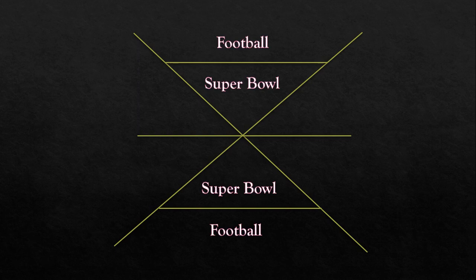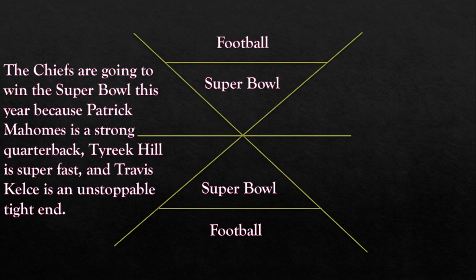For example, I might include information that the Super Bowl has not been around as long as the NFL has. And then my thesis statement could be something like, The Chiefs are going to win the Super Bowl this year because Patrick Mahomes is a strong quarterback, Tyreek Hill is super fast, and Travis Kelce is an unstoppable tight end. This would be a perfect format.